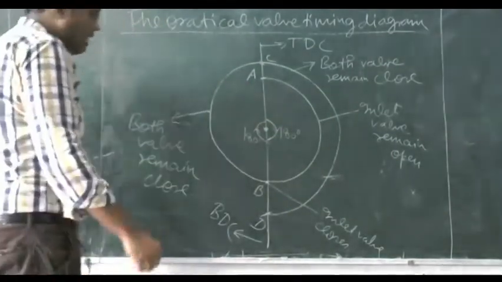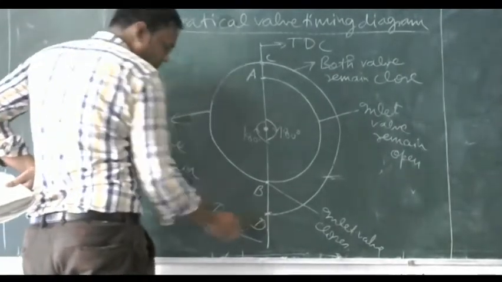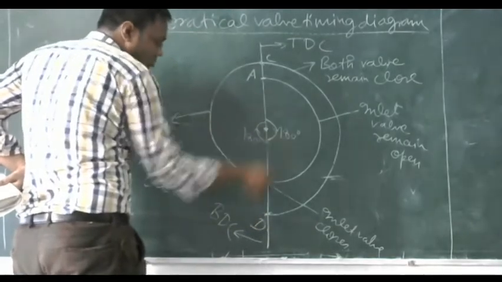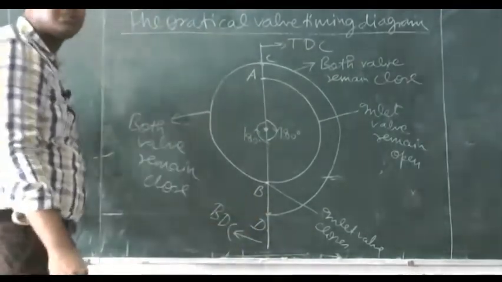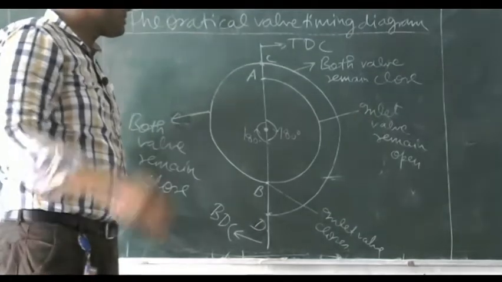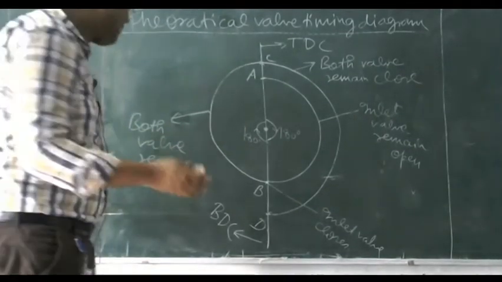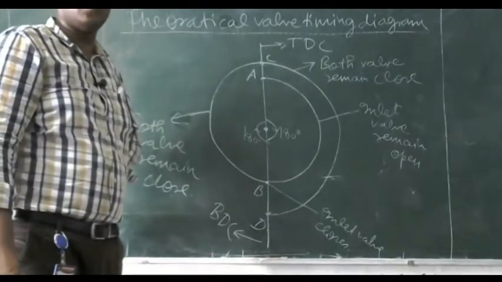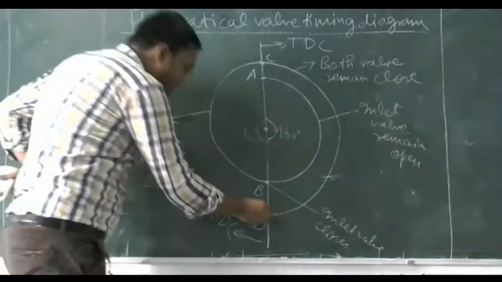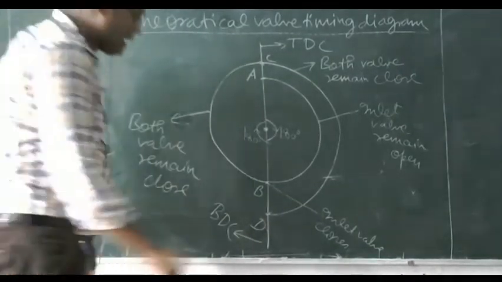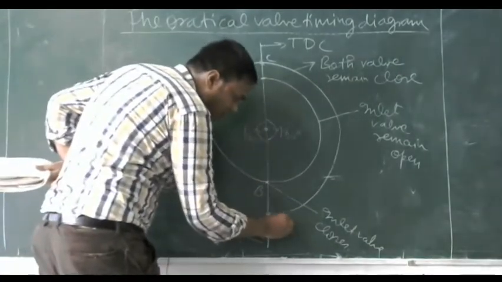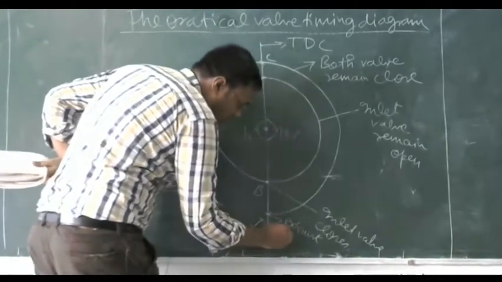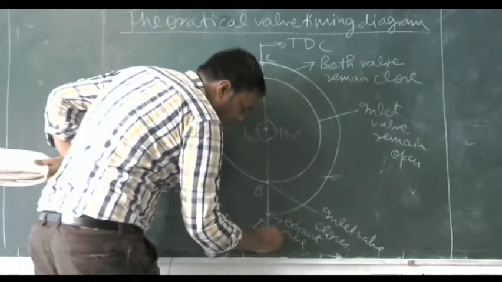Now when the expansion stroke is completed at point D, ventilation takes place. Exhaust gases cool down, ventilation takes place, and after ventilation we will proceed to the exhaust stroke. The last stroke is the exhaust stroke. At point D the exhaust valve, or outlet valve, opens for the exhaust stroke.